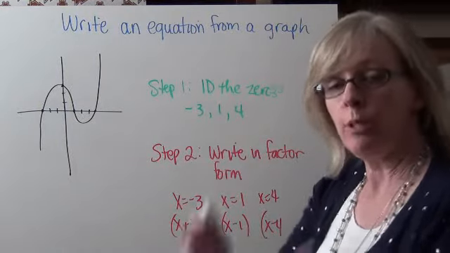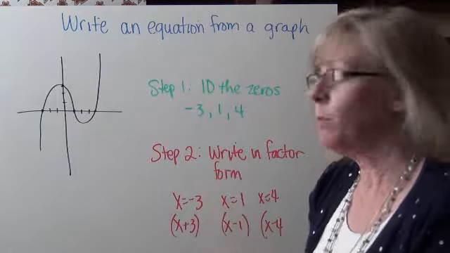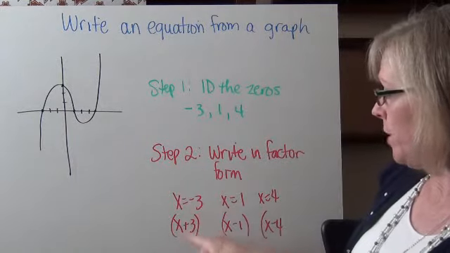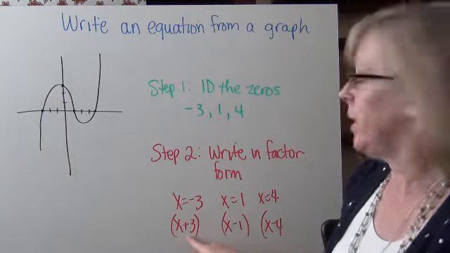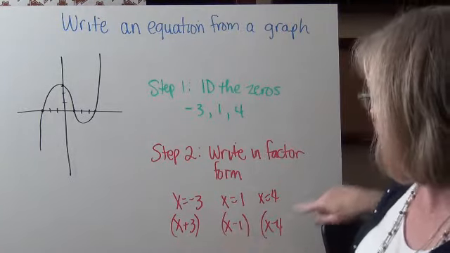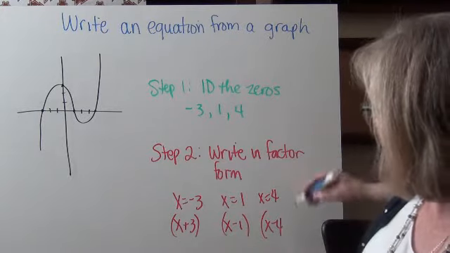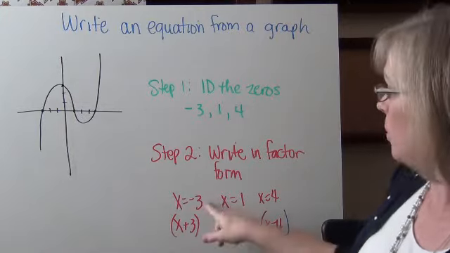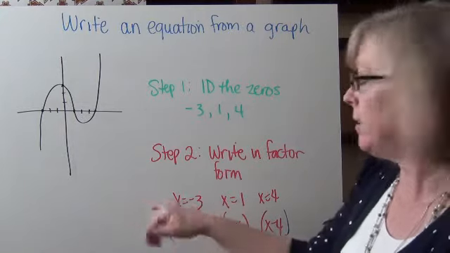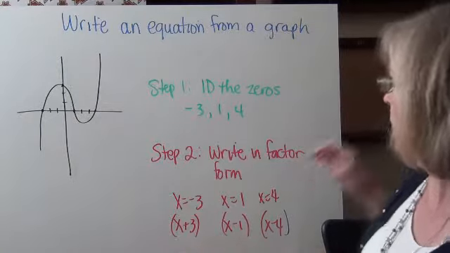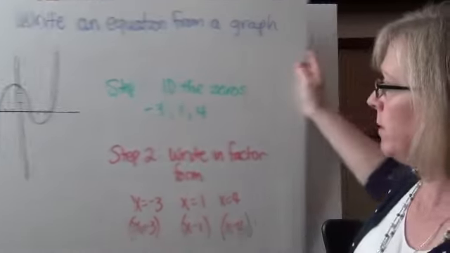Step 2, let's put those into factors so that we can multiply them together. Number 1, x equals -3, so the factor must be x plus 3. X equals 1, so the factor must be x minus 1. And x equals 4, so the factor must be x minus 4. Okay? So this is just an exercise in taking it from the x equals into the x plus or the x minus. So those are my 3 factors.